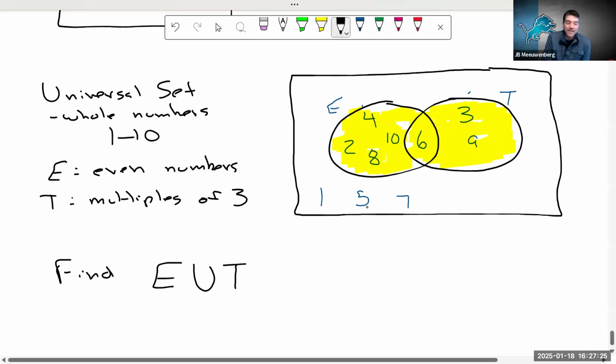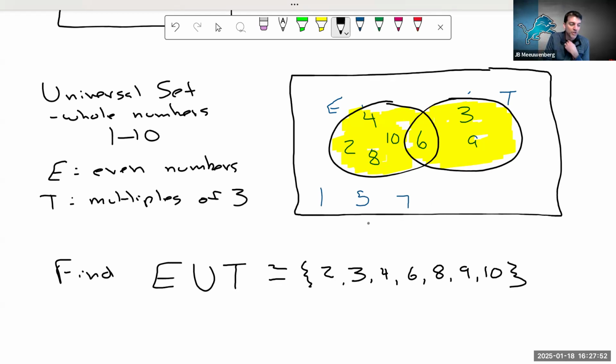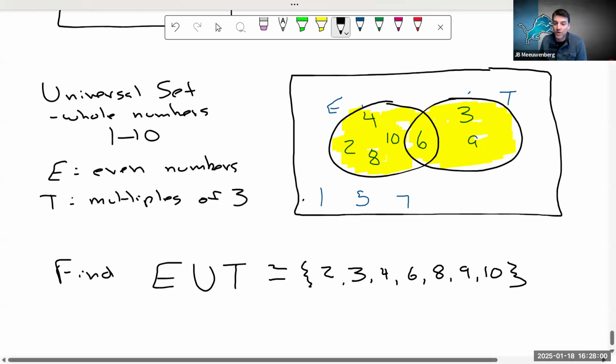So really what's not part of the union are just these three numbers, 1, 5, and 7. So we're going to say E union T is equal to 2, 4, I missed 3. Let's keep them in order: 2, 3, 4, 6, 8, 9, and 10. Right? We just left off these three. So the union in this case is a much bigger set than the intersection was.